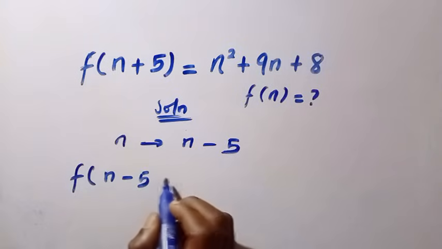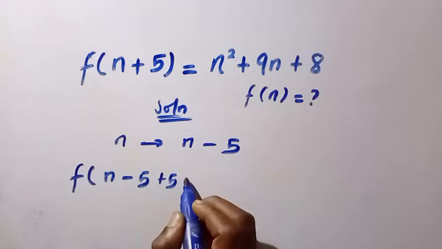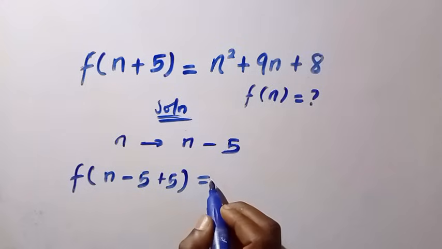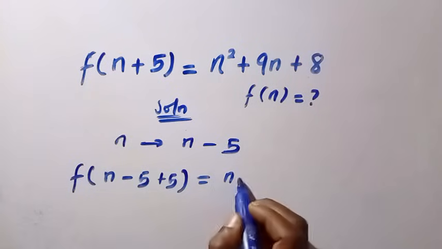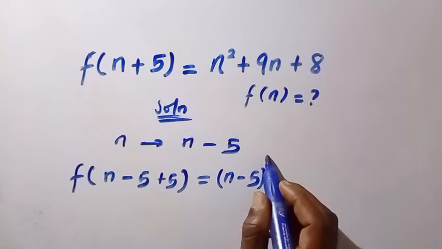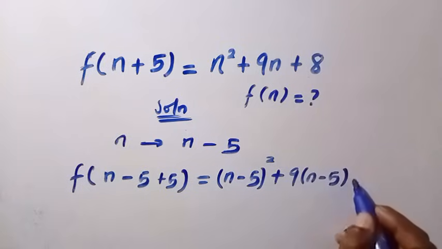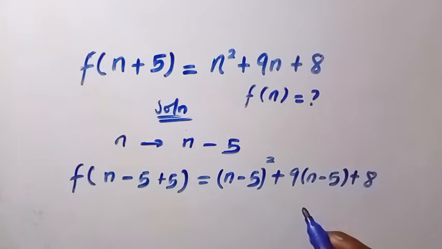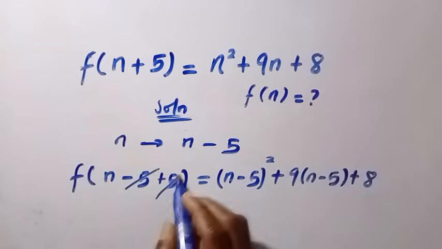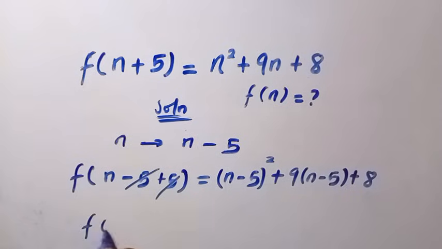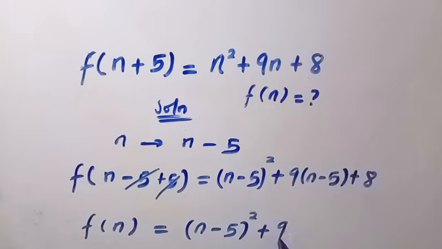Then we have f of (n minus 5 plus 5) equals (n minus 5) raised to the power of 2 plus 9 into (n minus 5), then plus 8. So minus 5 plus 5 cancels, and we have f of n equals (n minus 5) squared plus 9 into (n minus 5) plus 8.